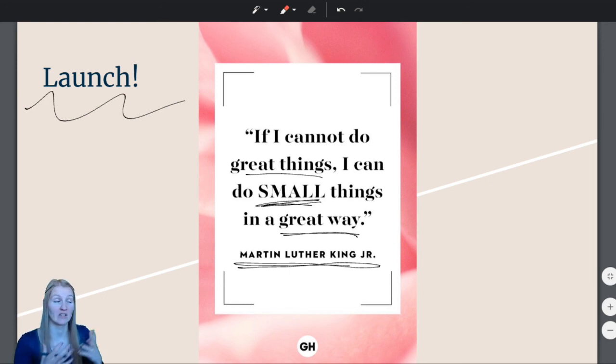Listening to your friends. Listening to a stranger. Small things. We're all capable of doing small things. And we can do them in a great way. So, what are some small things that you can do in a great way today? What are some things that you can do to help your parents or your siblings or your friends, the people that you care about? Think of ways that you can bless them, small things that you can do in a great way to help the people that you love.